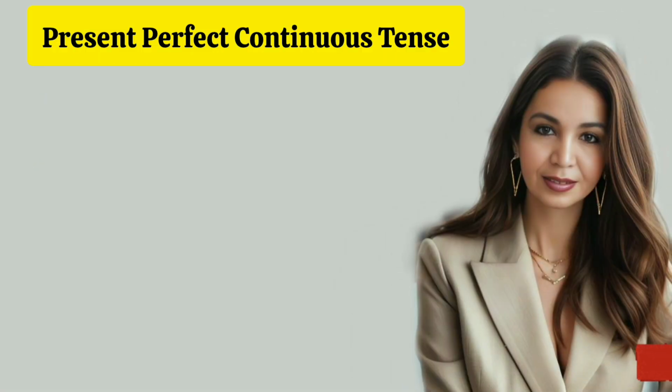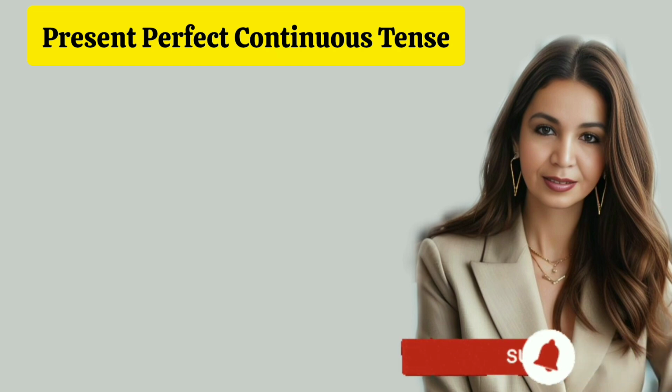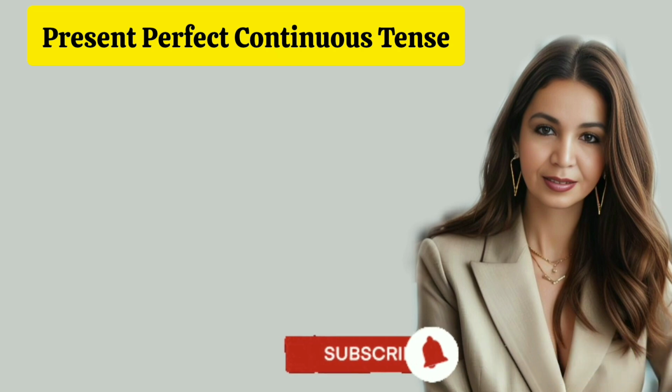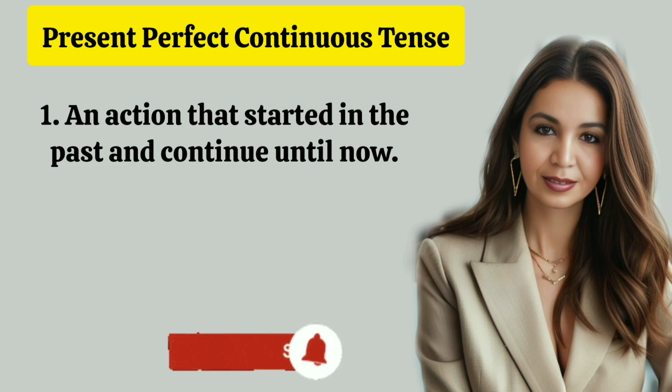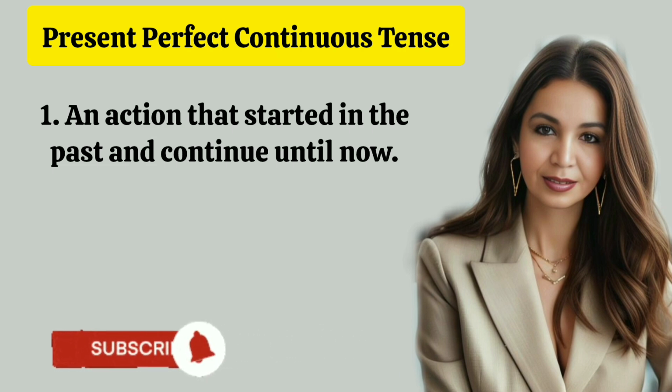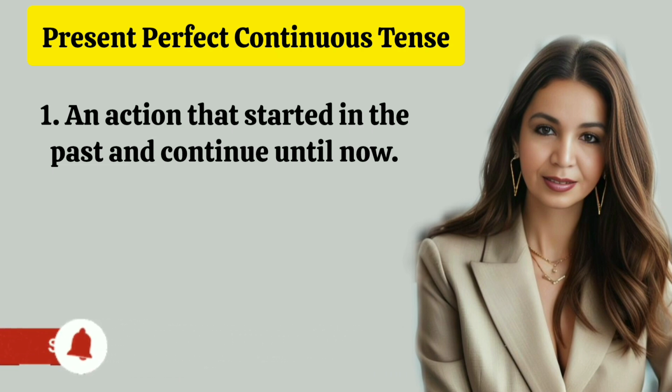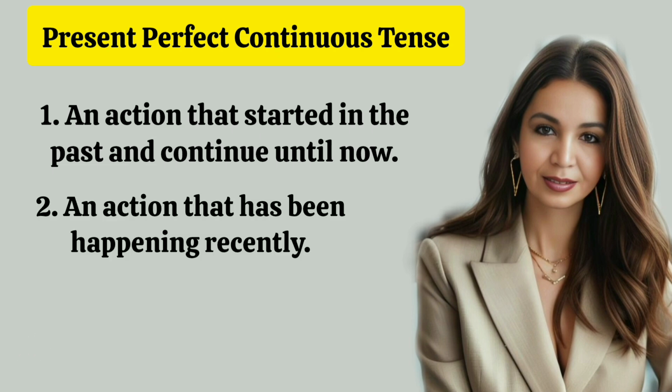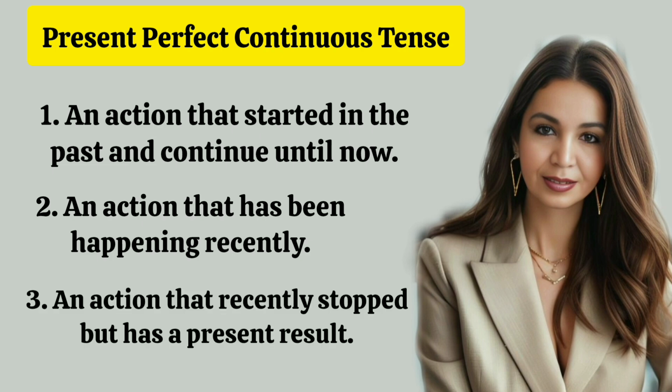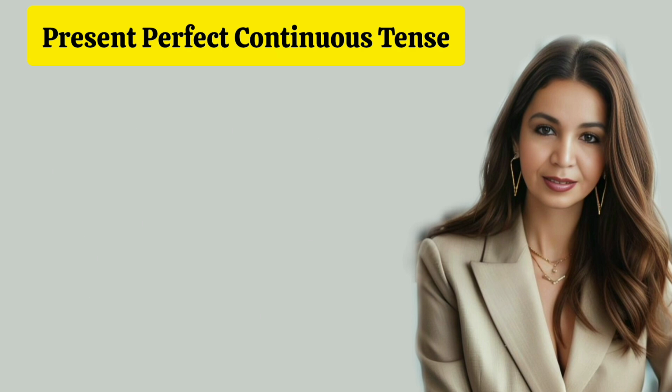Today in this video, I'm going to introduce the present perfect continuous English tense. This tense can be used to talk about an action that started in the past and continues in the present. It can also be used to talk about an action that has been happening recently. And finally, it can also be used to talk about an action that recently stopped. There are a lot of things to learn about it, so keep watching.